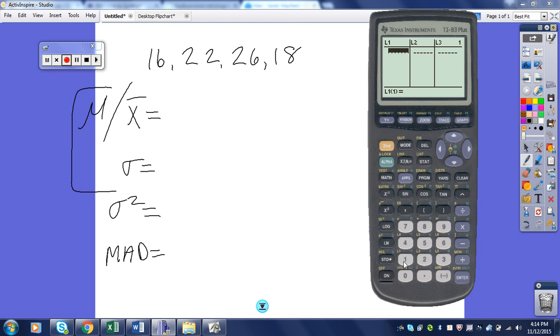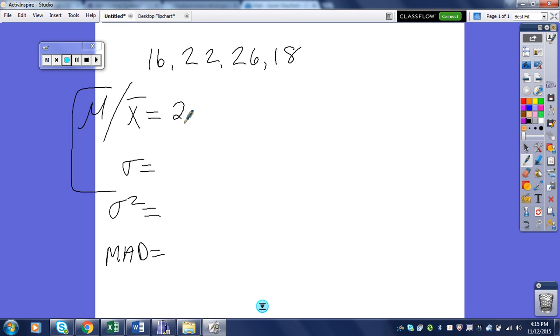Now let's enter our data. 16, enter. 22, enter. 26, enter. 18, enter. Okay? So now you push stat again. Go over to calc. Hit enter. My screen looks a little different, but you go down to calculate, hit enter. Your mean is 20.5. Your standard deviation is 3.8. 20.5, 3.8.